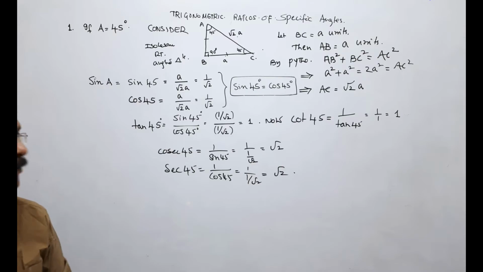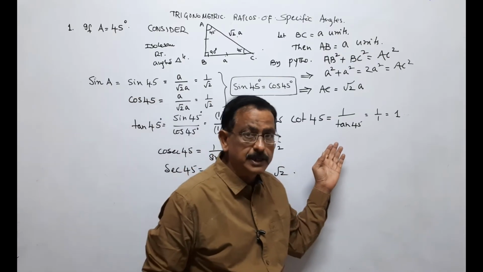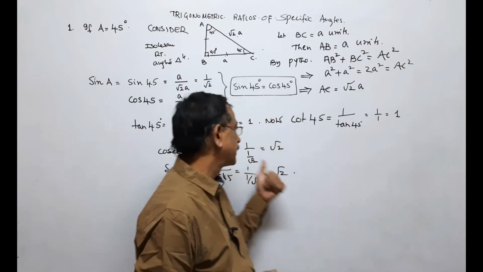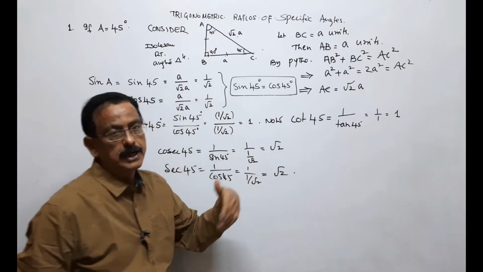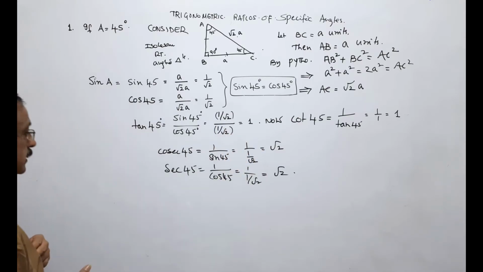So we could evaluate all the trigonometric ratios for a particular angle 45. I have sin 45, cos 45, and so on. All the 6 trigonometric ratios are evaluated for A equal to 45.